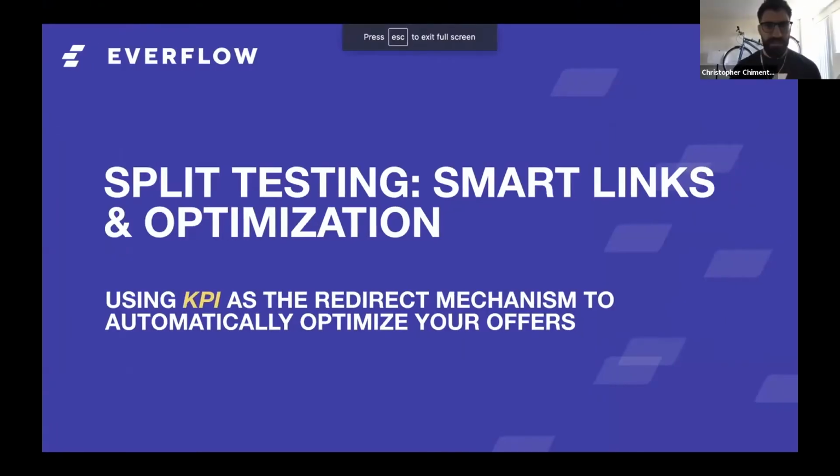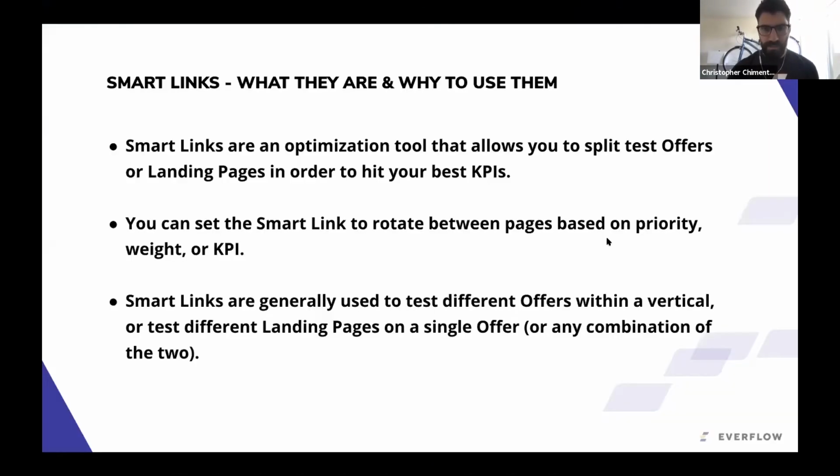About split testing with smart links and how to optimize offers, specifically using KPI to do it automatically. So what are smart links?